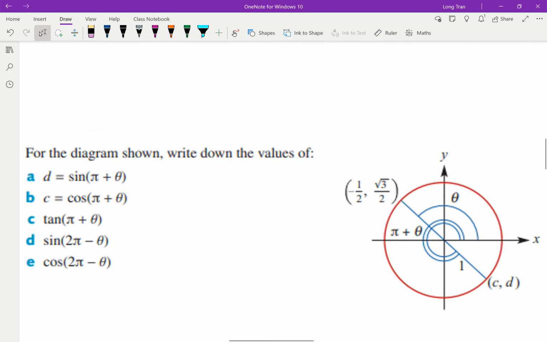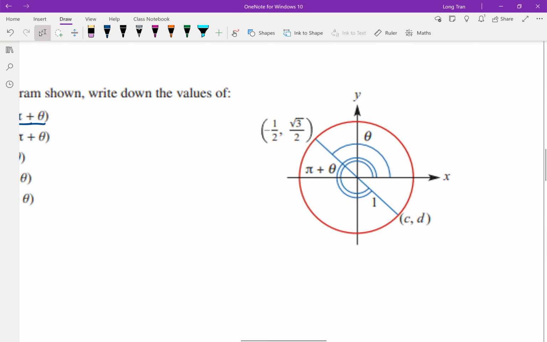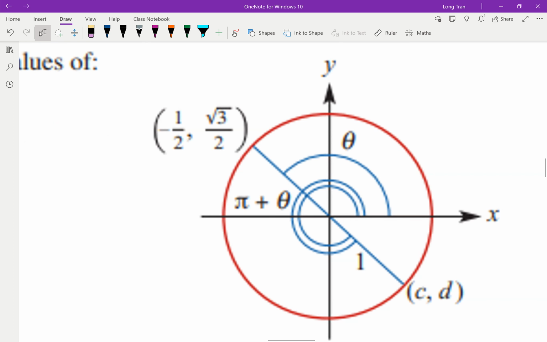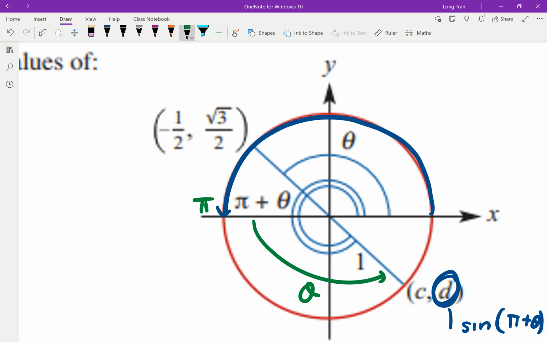So if I'm doing question 4 as an example, let's say a, they said d is equal to sine of pi plus theta. Okay, so what do we have here? Pi plus theta. So pi is from here to here, plus the angle theta, which gives me all the way there. So they want you to find the y value. So d is equal to the sine of pi plus theta. Does that make sense? So think of pi as up to here. To get from here to this point, that's theta, right?